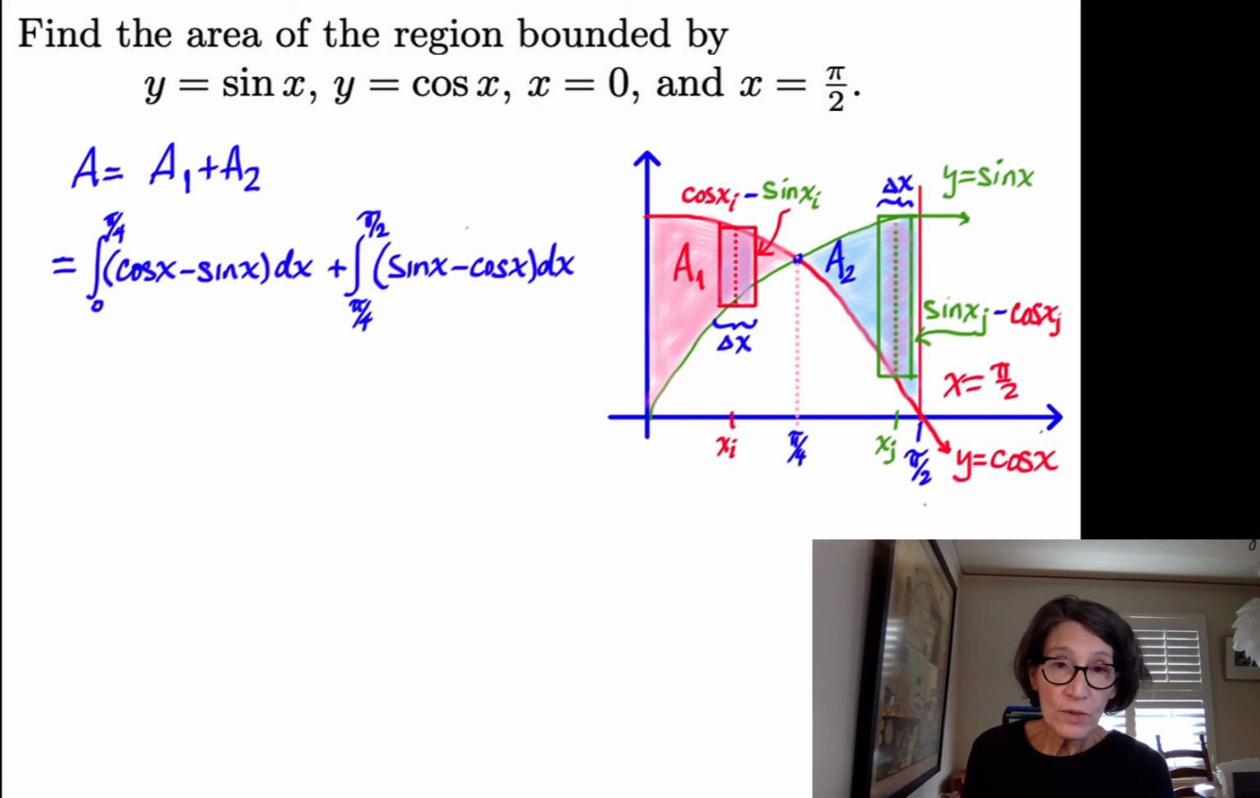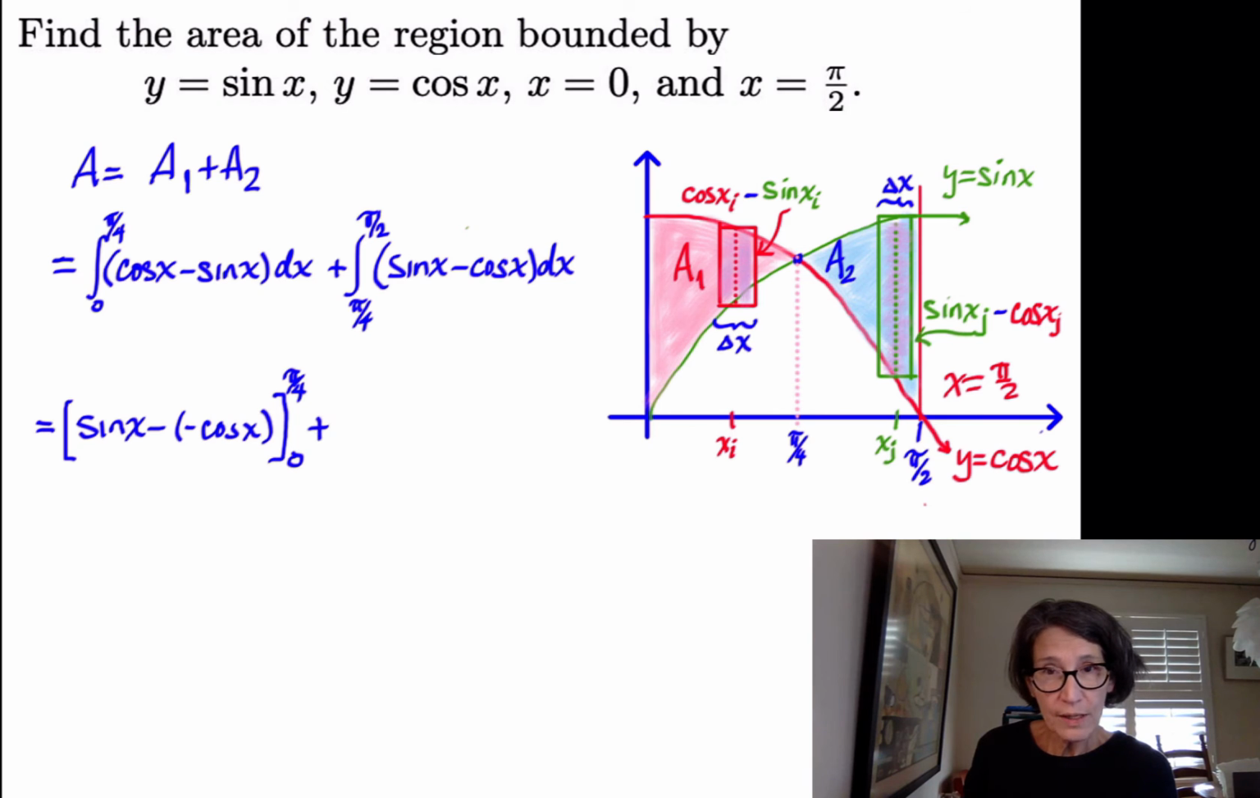All right, so now we just need antiderivatives and then evaluate those. So the antiderivative of the cosine is sine. The antiderivative of sine of x is negative cosine of x. And we're going to evaluate that from 0 to pi over 4. And then the second one, the antiderivative of sine of x is negative cosine of x. The antiderivative of cosine of x is sine of x. And that one we're evaluating from pi over 4 to pi over 2.